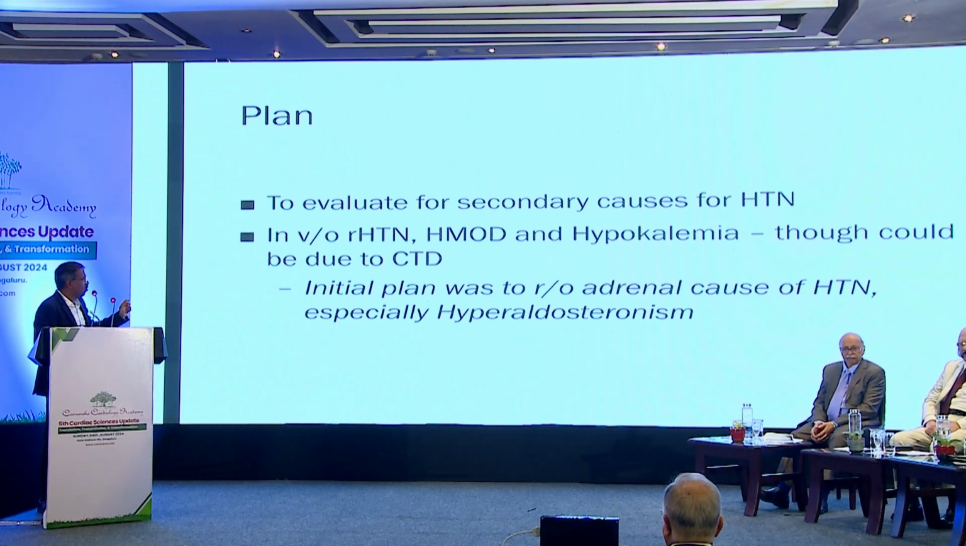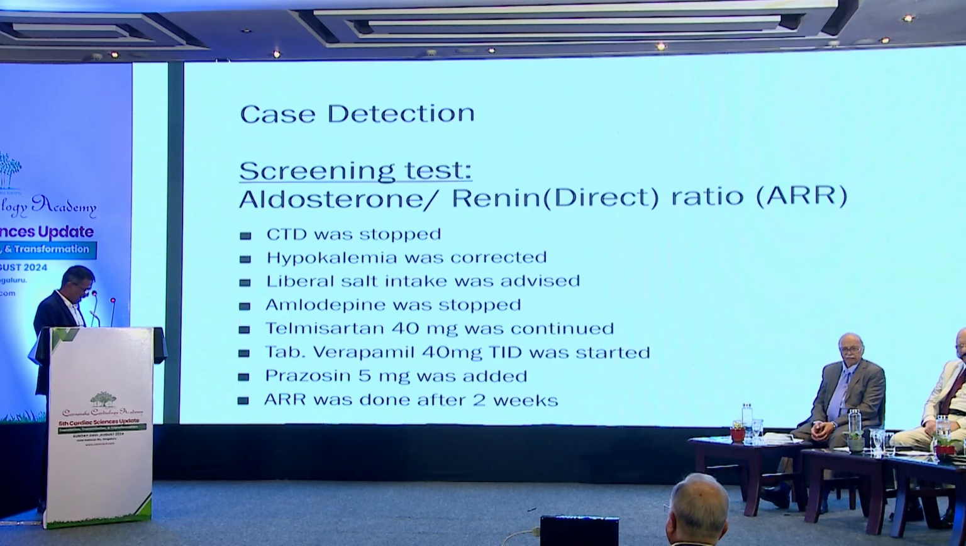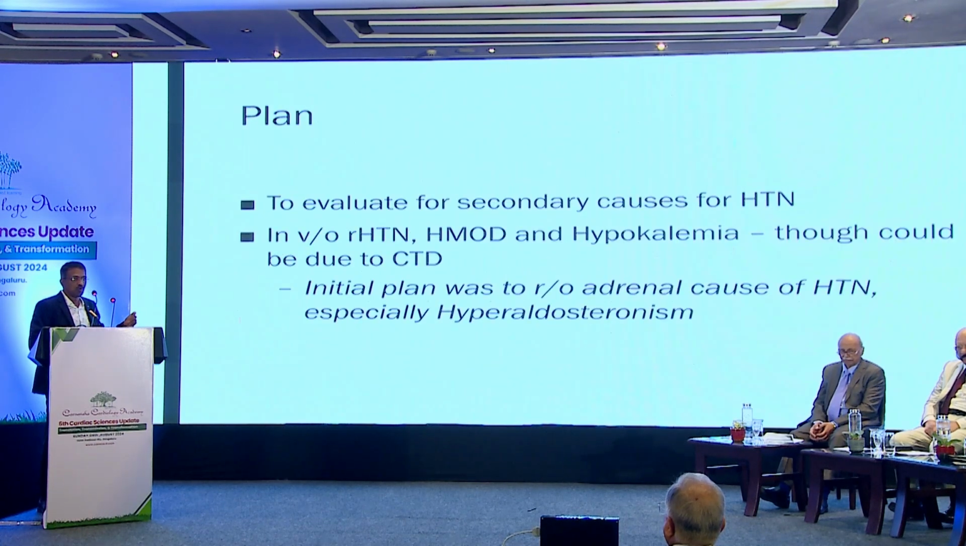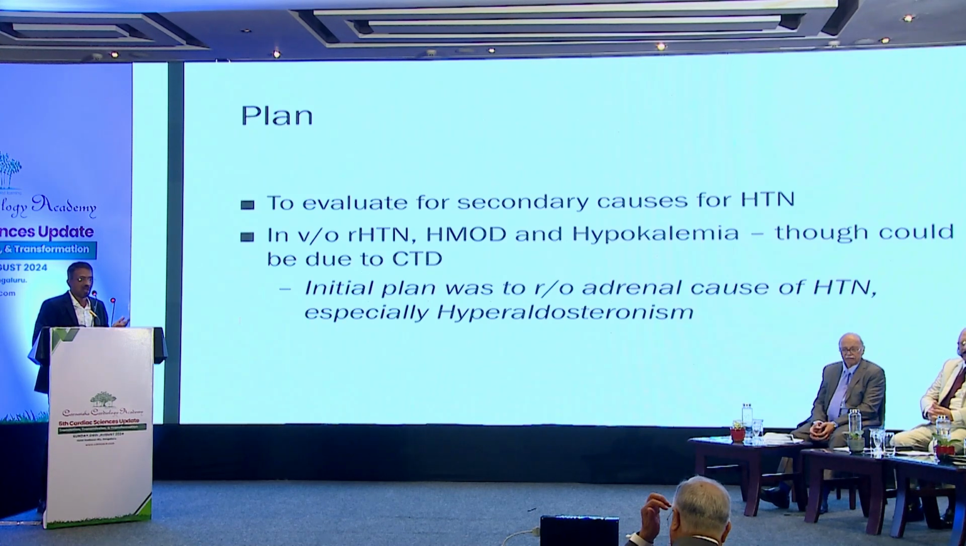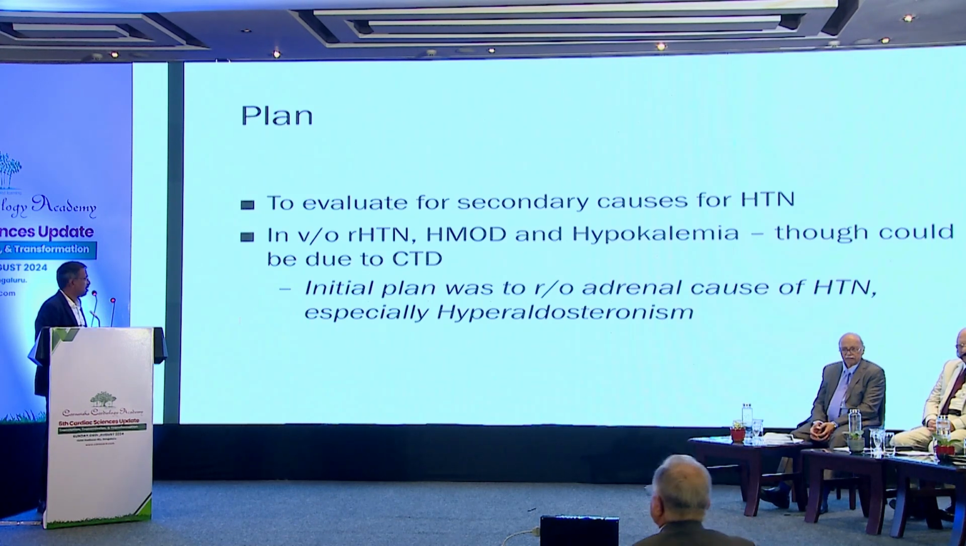In view of all these things, though he had hypokalemia that could be due to chlorthalidone, it was quite a small dose. He was taking only 6.25 and there was a significant hypokalemia. So the initial plan was to rule out an adrenal cause of hypertension, especially hyperaldosteronism.